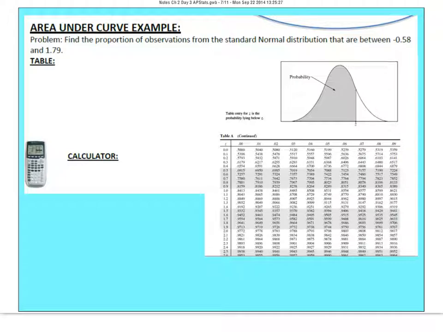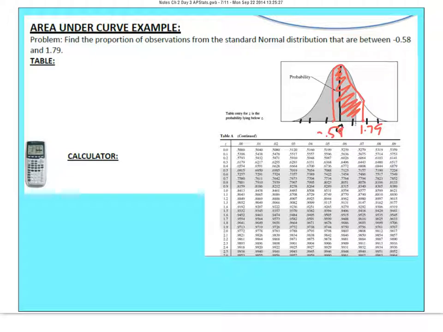Again, I'm going to do a quick sketch of what that would look like first. So I'm just going to piggyback off of this particular image up here. Again, the mean of 0 for the z-score is right in the middle. I want to go to 1.79 and all the way down to negative 0.58. So the area under the curve is going to be this region.